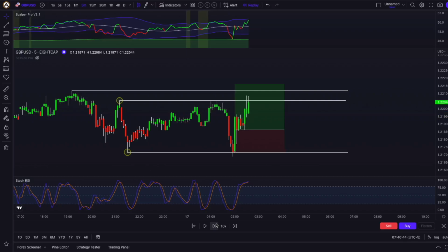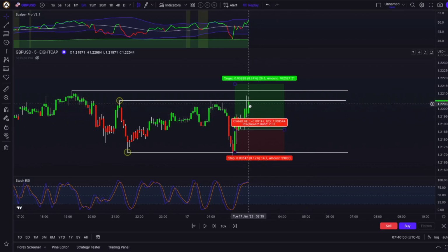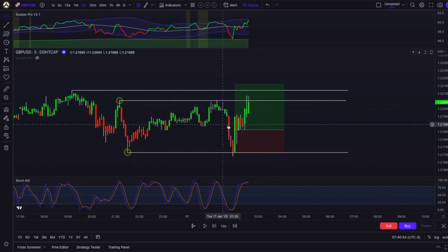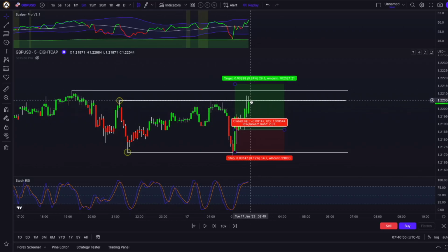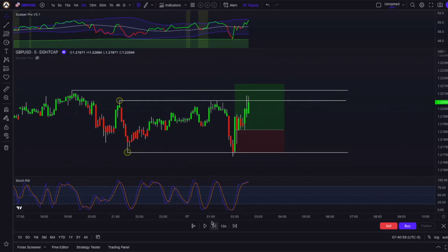Alright, let's continue with the next candle. We're going to go through this candle by candle to really make it clear. So we see continuation of the bullish momentum further into this high, but we did not yet get a close above our Asian kill zone high.